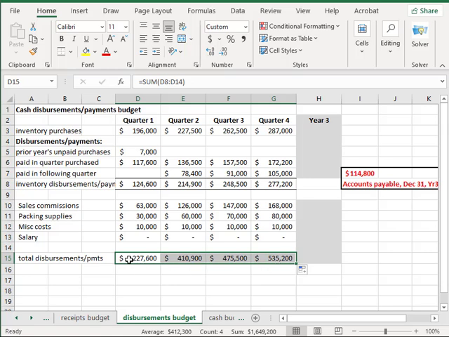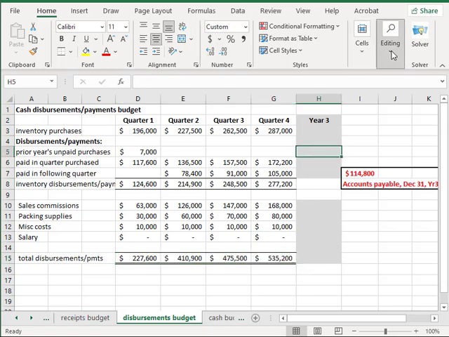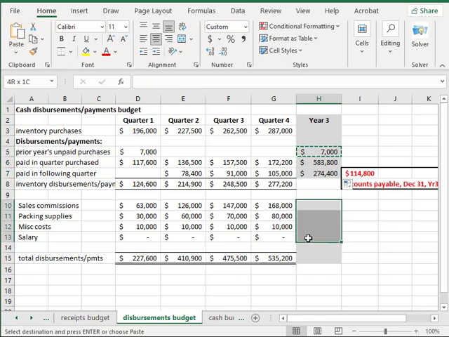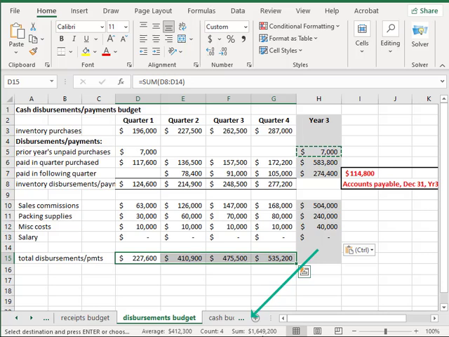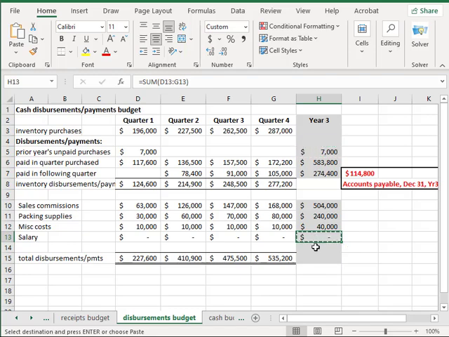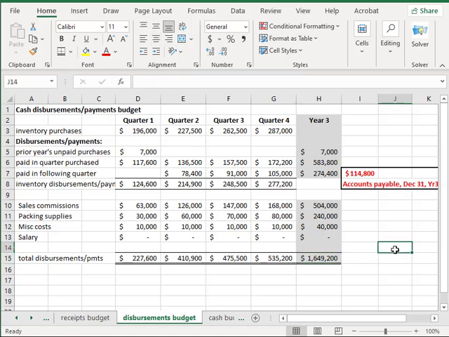And just like the other one, just like the receipts budget, you want to highlight these 4 and look down below. And then let's add across. And make sure that those all match just fine. So I'm going to highlight all these and make sure they also equal the 1,649,000, and this one equals the 1,649,000. So then all is good. Okay. So that is your disbursements budget.